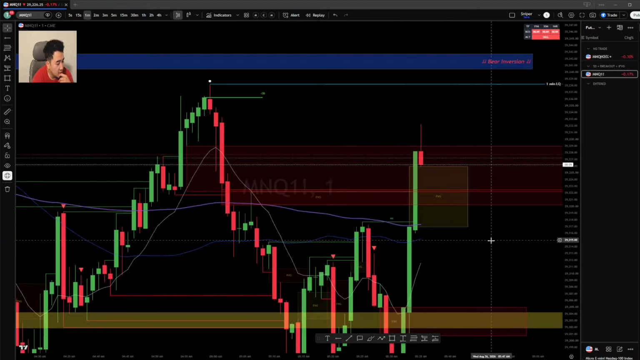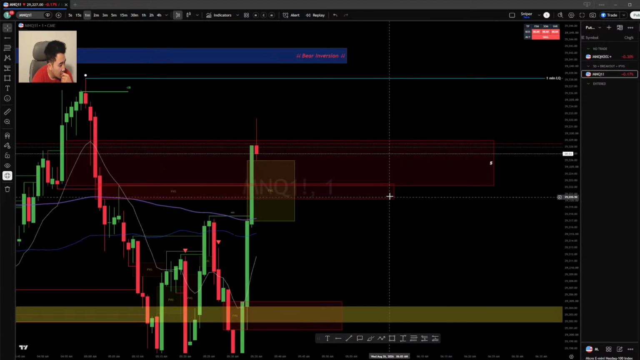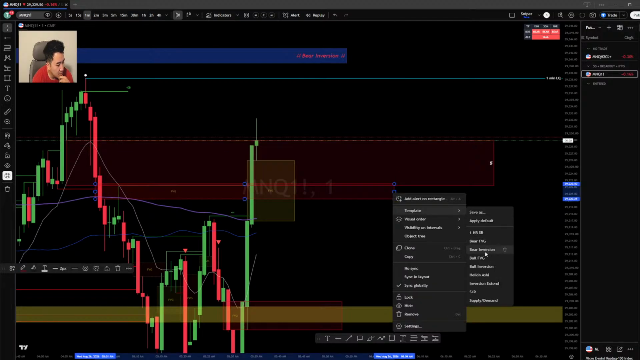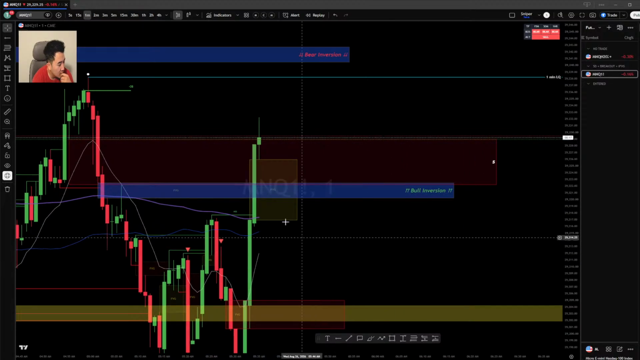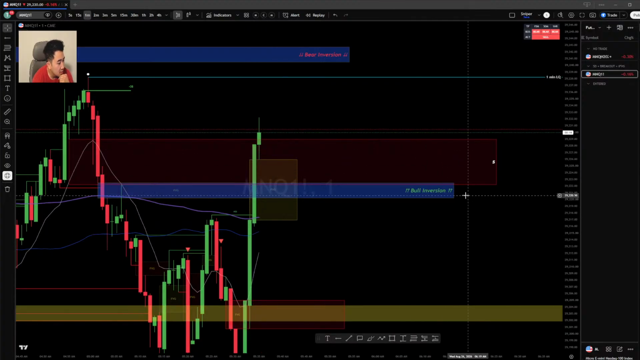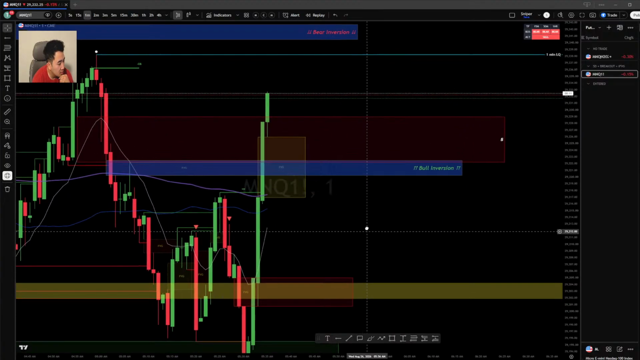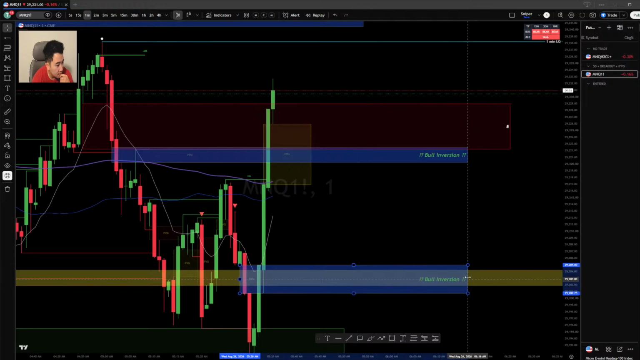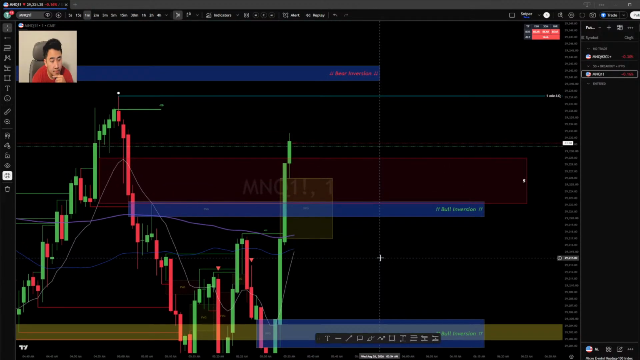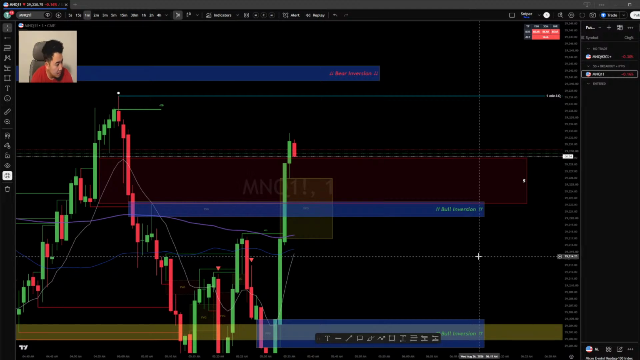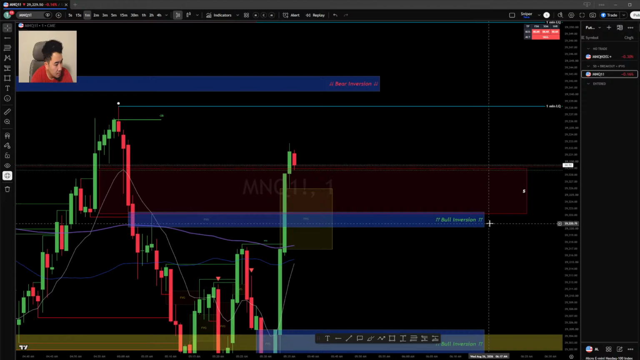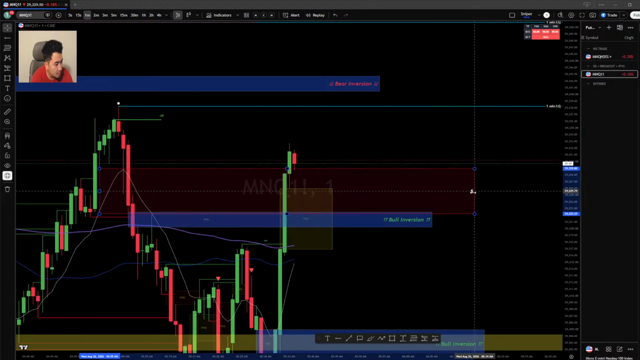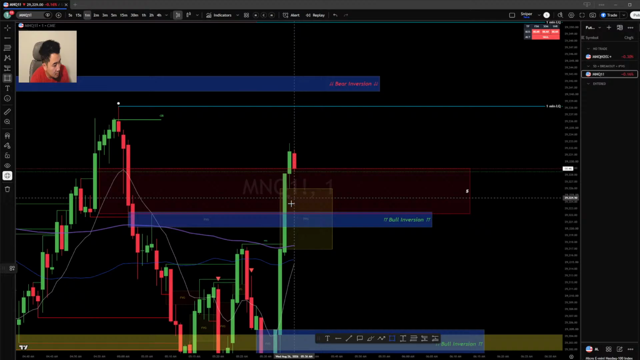All right, let's go back to the 1 minute here. See what we have. This becomes a bullish inversion right here. This green candle closed over this. This down here is a bullish inversion now. This is a strong.